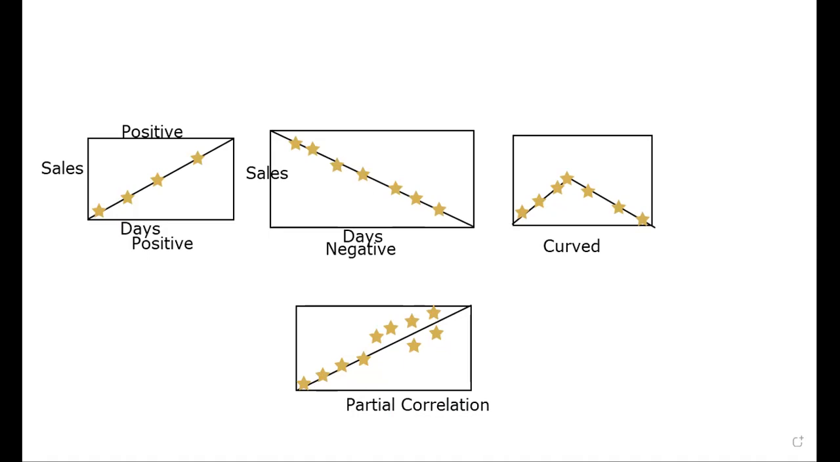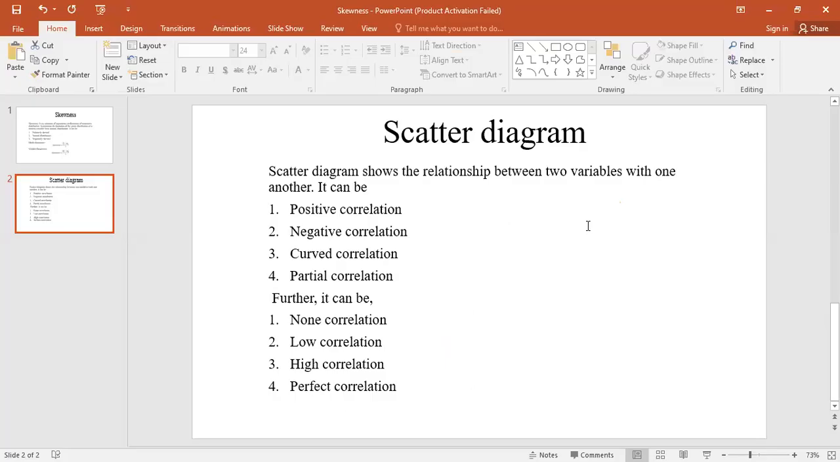So we discussed the scatter diagram. A scatter diagram shows the relationship between two variables. It may be sales, age, education, something like that, class of education, income, or family members, etc. So a scatter diagram basically shows the relationship between two variables. These are all about our scatter diagram.